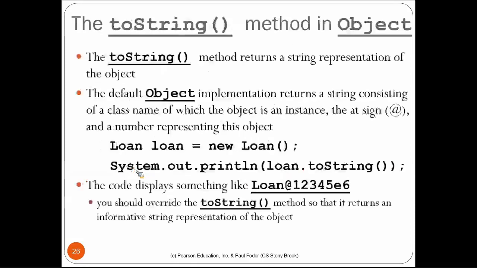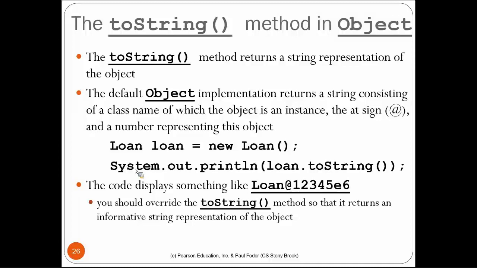Okay? The class Object contains at least two methods, but there are a few more. There is a hashCode method and so on. But the toString method is one of the methods that is implemented in class Object, and we can override it in any subclass. So the toString returns a string representation of the object. The default implementation returns a string consisting of the class name of which the object is an instance, the at sign, and a number representing that object. It's like an address in memory where that object is stored, but it's not really an address because in Java we can't use those addresses for anything.